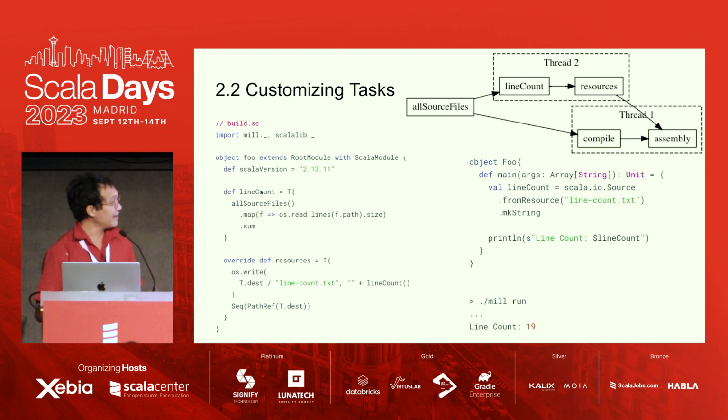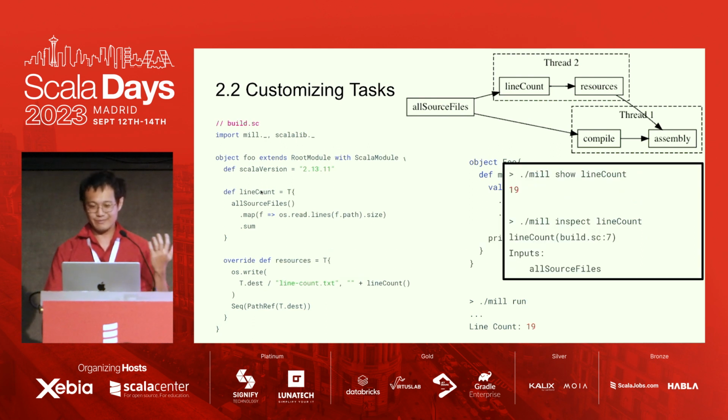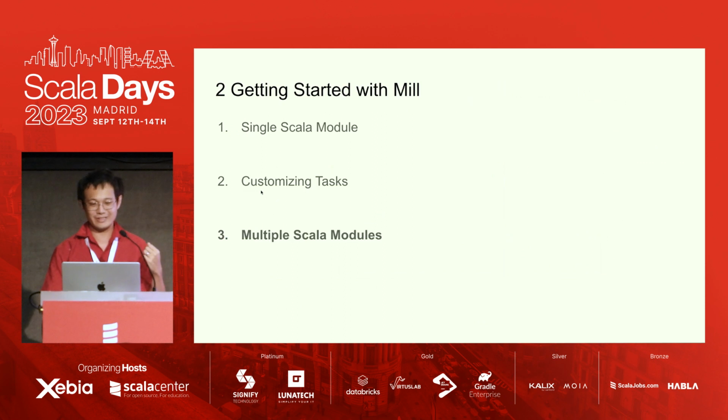So yeah, line count and resources, as I said, you could parallelize them and they would run like this. In this case, line count is really small, so it doesn't matter. But in a bigger project, you may be doing more interesting things, AspectJ bytecode weaving or something. These can take a significant amount of time, and you don't want to rerun them unnecessarily. Yeah, so we already saw all of this. You can inspect it, you can do IDE support, all that.